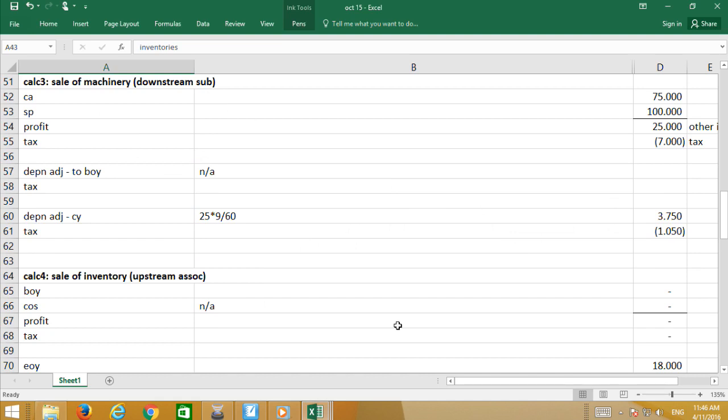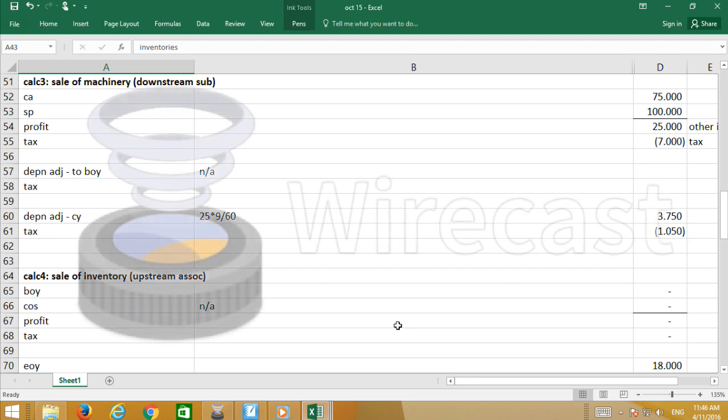It must reverse. And then I adjust depreciation for the current year only, because it was current year for 9 months. Is that what you got as well from the 1st of April? And I adjust depreciation for 9 months over 5 years, 9 of 60. So there's my calculation. 9 months of the 60 months times the 25 gives me a depreciation adjustment of 3750. I must adjust depreciation and I must adjust tax.